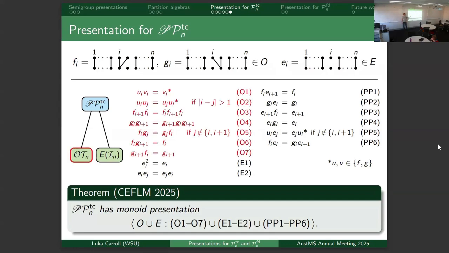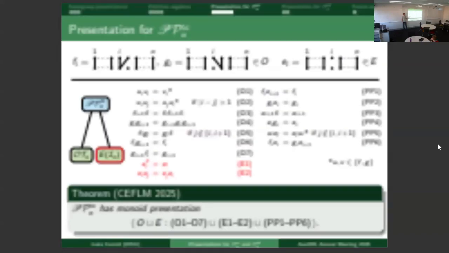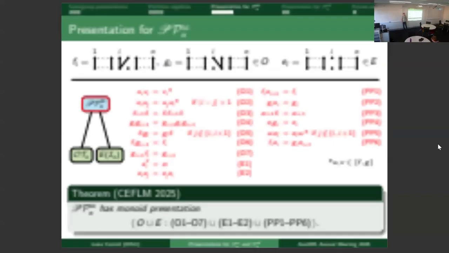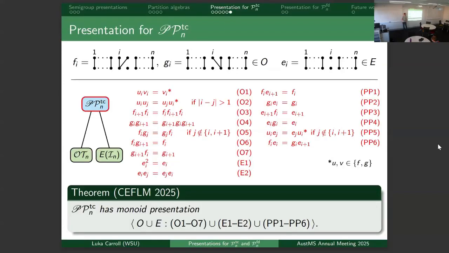So once again, the last main result that I'm going to show today is this one here for the planar part of PNTC. These O relations come from the order-preserving transformations. These are the E relations that we saw a moment ago for the idempotents of In. And then these last six relations describe the interactions between the two. I won't give example relations here because it turns out that these six new relations are actually just planar subsets of the relations that we've got for the singular part of PNTC.